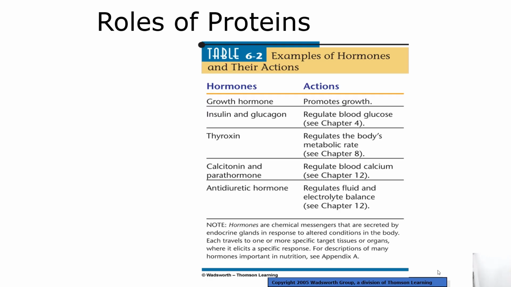Now, roles of proteins can be growth hormone, insulin, glucagon, thyroxine, calcitonin, parathyroid hormone, antidiuretic hormone, and all of that. So, hormones are nothing but chemical messengers that are secreted by endocrine glands in response to altered conditions in the body. Each travels to one or more specific target tissues or organs where it elicits a specific response.